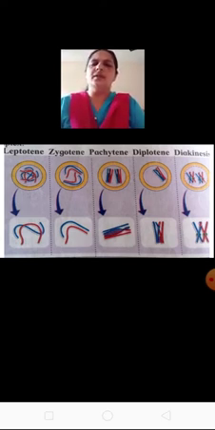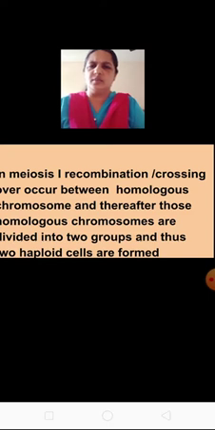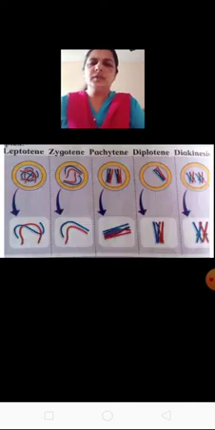Okay, so in this what happens, you can learn, is crossing over between homologous chromosomes takes place, and the homologous chromosomes are divided into 2 groups, and 2 haploid cells are formed. Here, haploid means half the number of chromosomes are only present. Okay, so this was the prophase 1 stage.